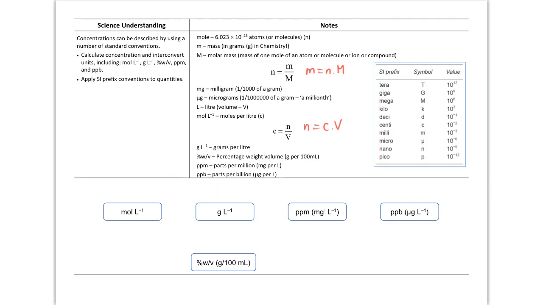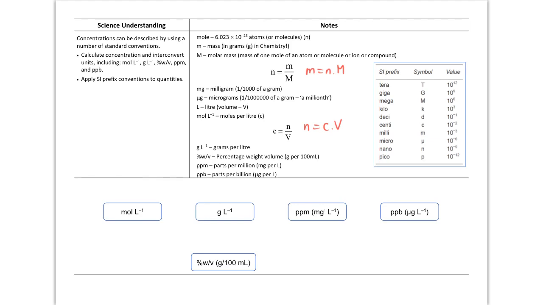Parts per billion is micrograms per litre. There are 1,000 millilitres in a litre, 1,000 grams in a kilogram, and 1 kilogram of water equals 1 litre. A microgram is a millionth of a gram, so a million times 1,000 is a billion. So that's where the parts per billion comes from.